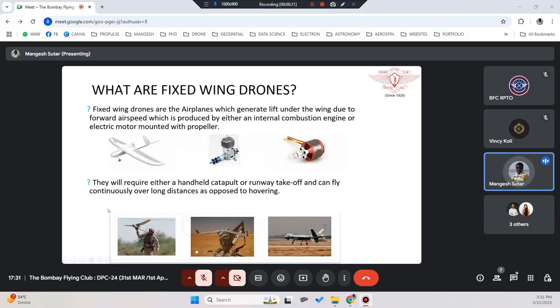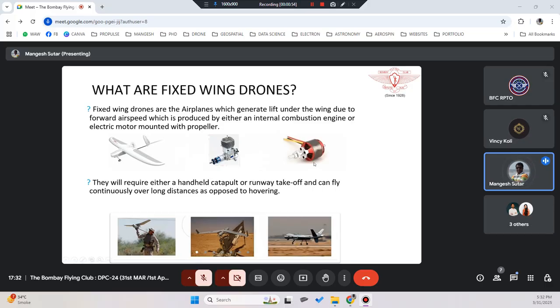So what are the fixed wing? The fixed wing are the aeroplanes which generate lift under the wing due to forward speed, which is produced by either an internal combustion engine or an electric motor mounted with the propeller. So either it could have an engine, or it could be an electric motor fitted with the propellers. A forward airspeed is generated, and it will generate the lift under its wing using the Bernoulli principle.